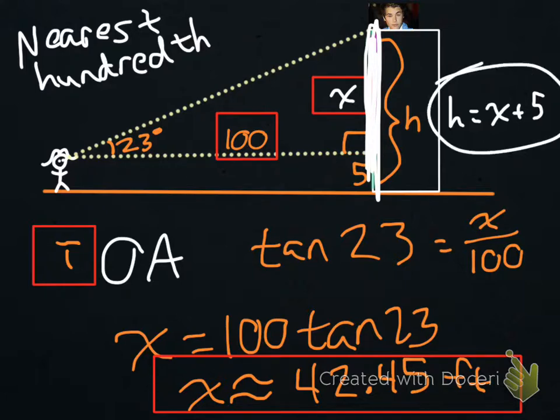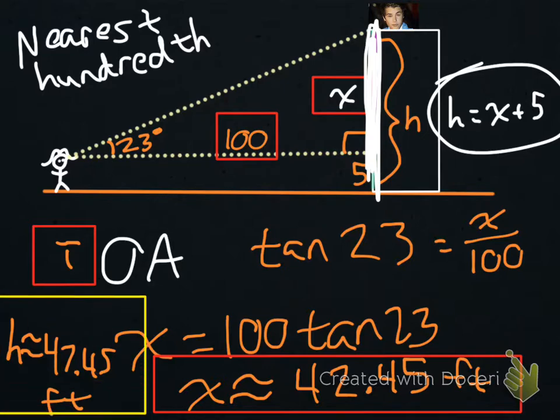So really, the answer for h is h equals 42.45 plus 5, or h is approximately, not equal. See, I just said I'd mark you off. I did the same thing. H is approximately 47.45 feet. And that is your final answer. H is approximately 47.45 feet. Okay, that's the answer you have there.